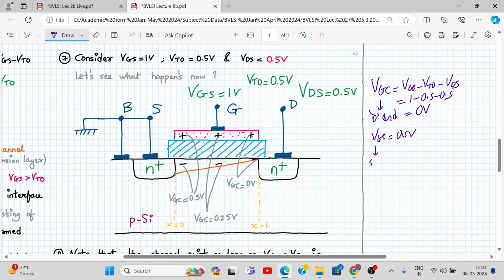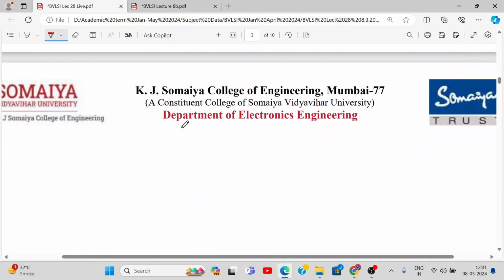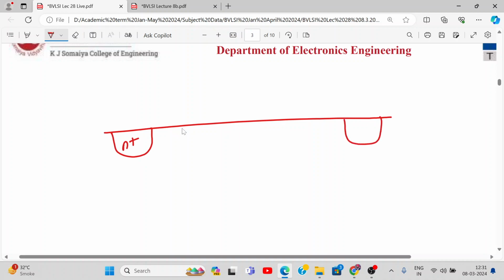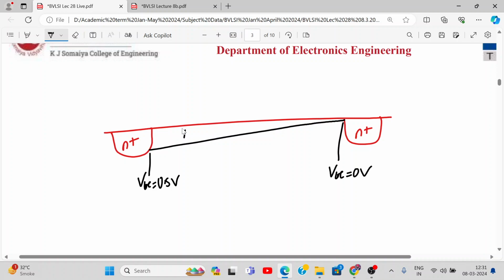So VDS is 0.5 over here, but that will be used up by the N channel, right over here. So the N channel will be completely tapered. How will the N channel look over here? It will look something like this. So this is my N plus source, N plus drain. So my N channel will be completely disappearing from the drain end. Look here. Over here VGC was 0.5, here it's becoming 0. This is the N channel.